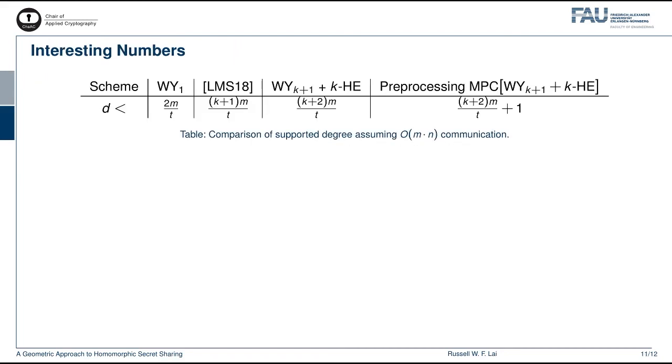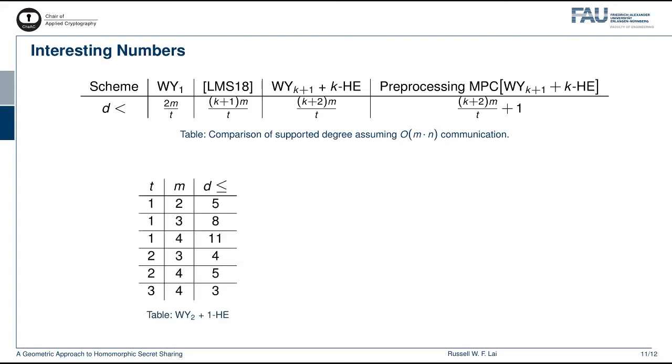Finally, I would like to show you some interesting numbers. First, here's a table comparing the supported degree of different schemes, assuming a communication complexity linear in m times n. We highlight that our main HSS scheme, which is the scheme obtained by compiling the WYK+1 scheme with a degree K homomorphic encryption scheme, supports a degree higher than that of LMS18 by an additive factor of m over t. Furthermore, if we allow preprocessing, then an extra 1 degree can be supported.